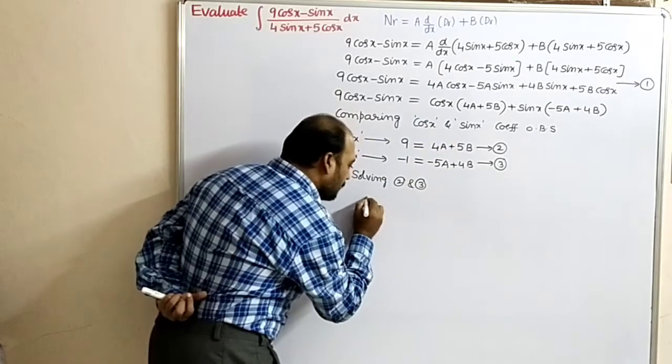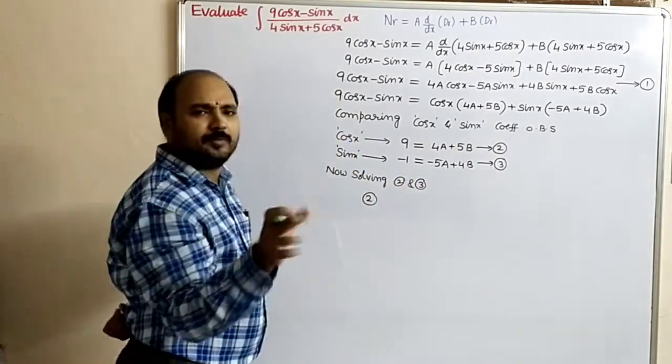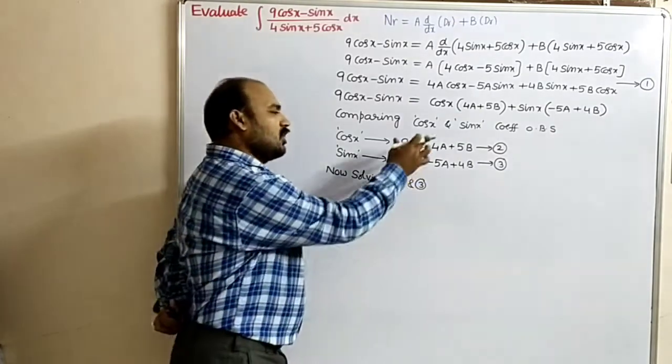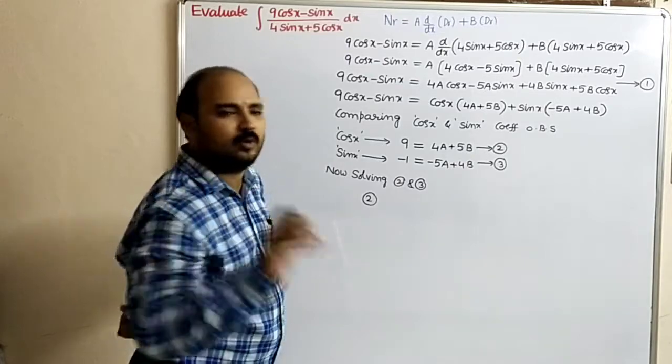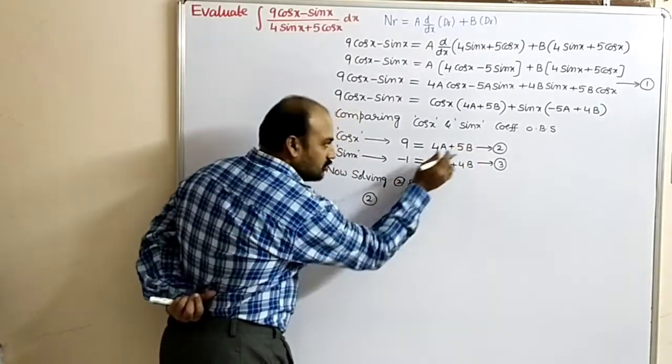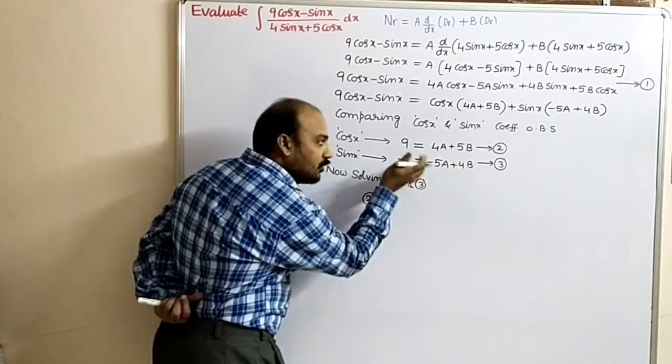Equation 2 multiplying by... here I am doing that elimination method. Whatever method you approach, that is your wish. There are different methods of solving equations. Whichever method is easy for you, you can follow that. Equation 2 multiplying by 5 and equation 3 multiplying by 4 to eliminate a value from these two equations.